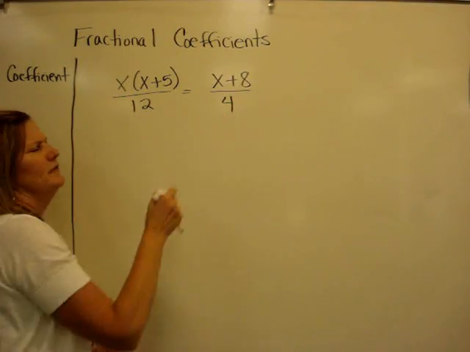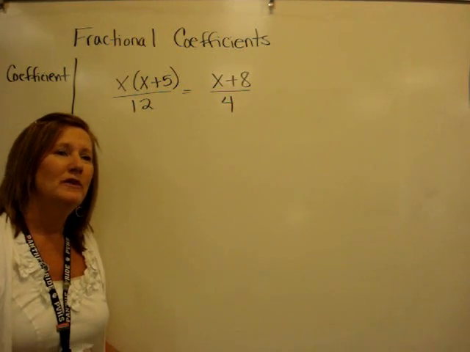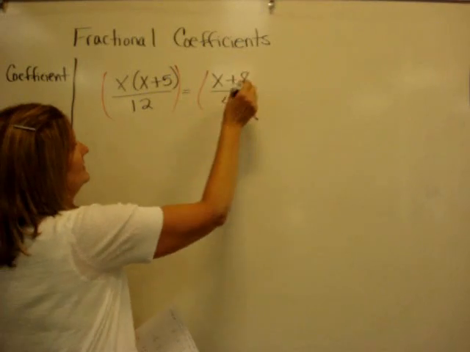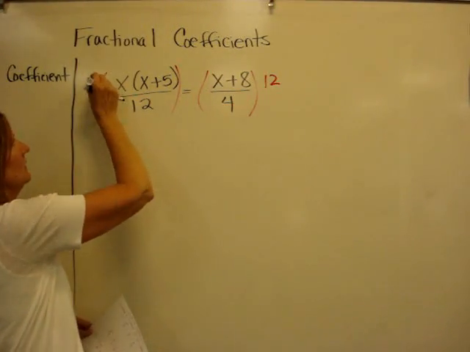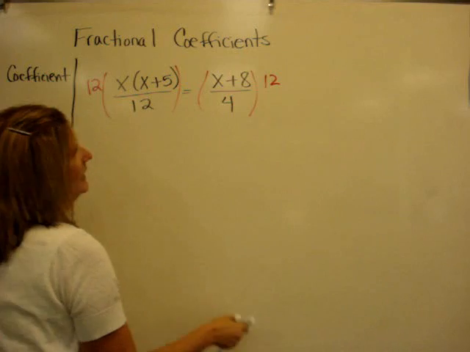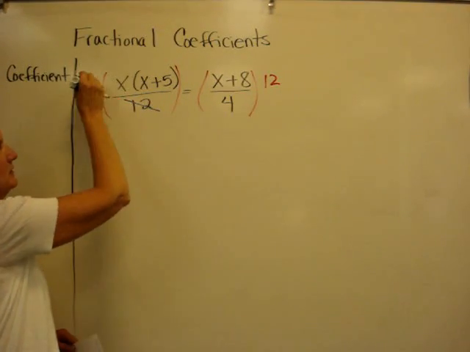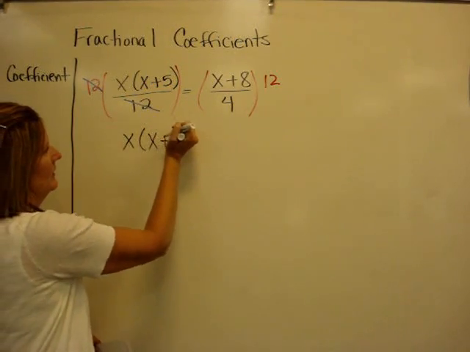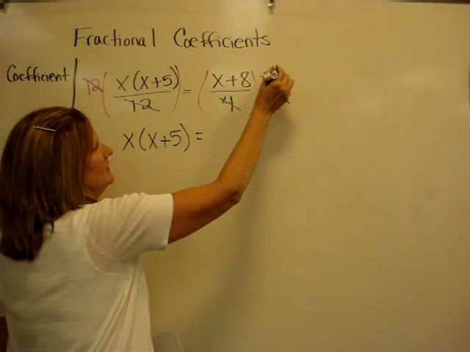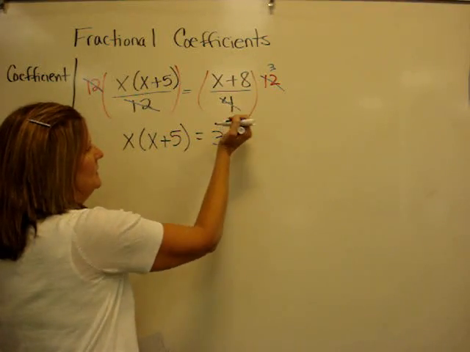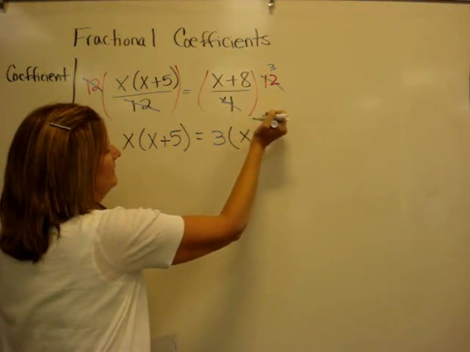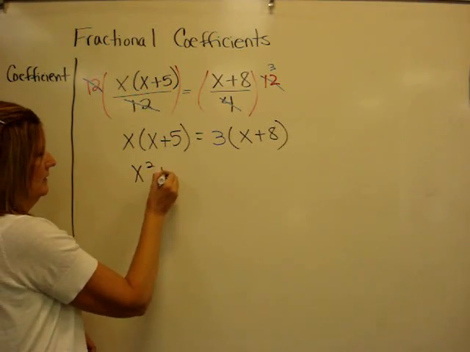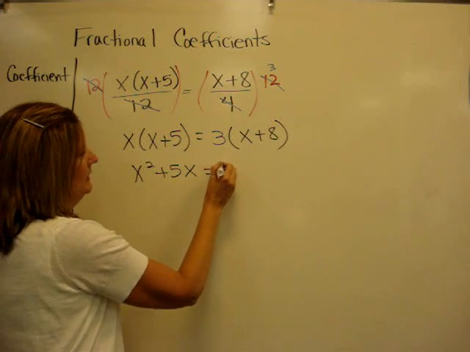So I have a 12, I have a 4. What do they both go into? Well, they both go into 12, right? So I'm going to multiply both sides by 12. Once I do that, 12 goes into itself once, into itself once. I have x times x plus 5. 4 goes into itself once, into 12 3 times. So now I have this 3x plus 8. I need to distribute that. I need to distribute this.